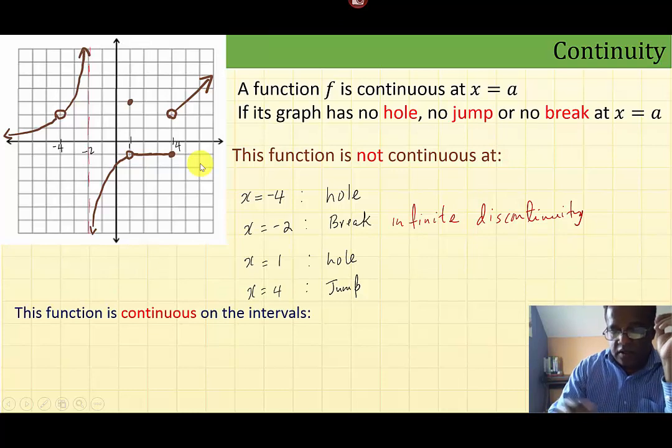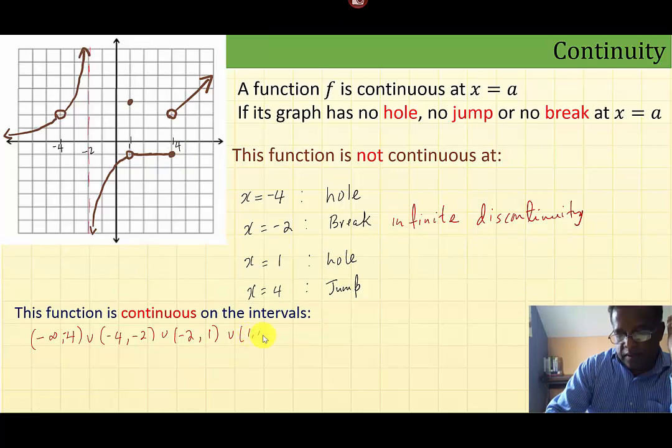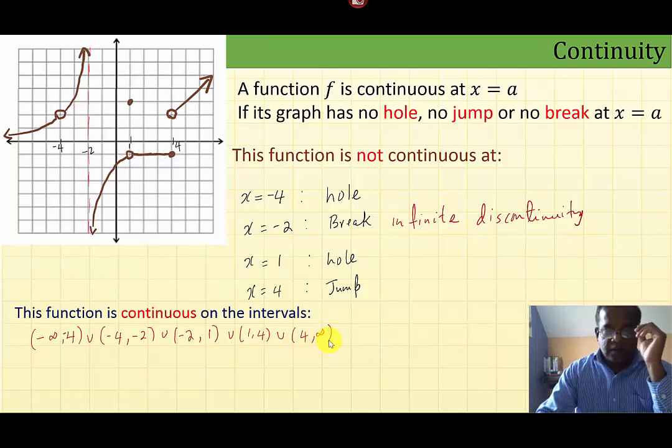Therefore, the function is continuous on the interval from -infinity to -4. And then from -4 to -2, it is continuous. And then from -2 to 1, it's continuous. Or from 1 to 4, it's continuous. And then from 4 to infinity, it is continuous. So the function is continuous on these intervals.